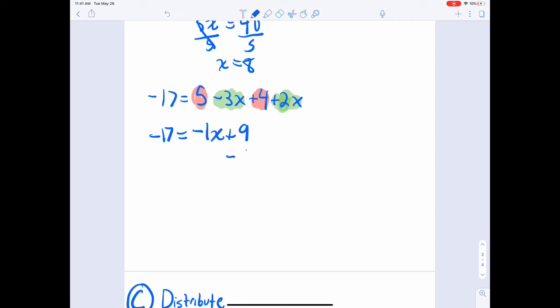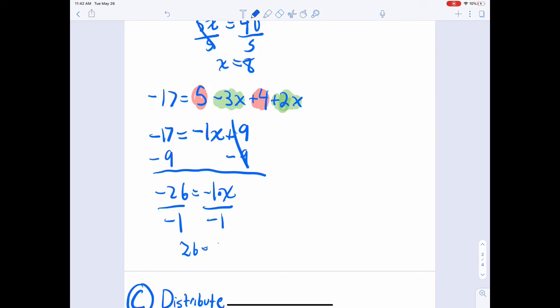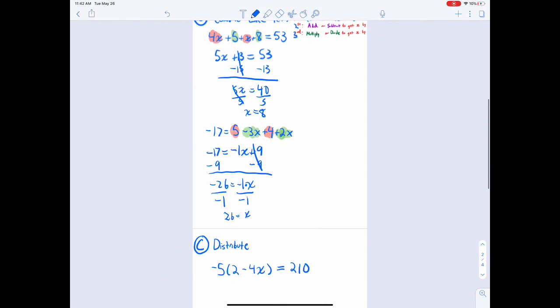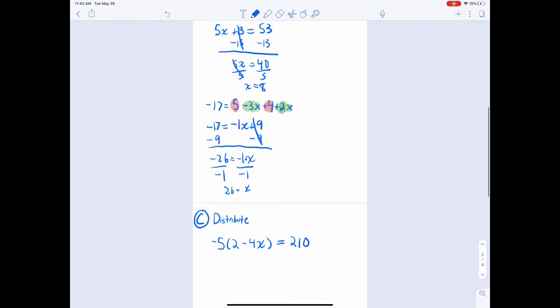And then you're just going to finish out the problem with a two-step equation. So get rid of that plus 9 by subtracting it away. You get negative 26 equals negative 1x. We'll divide by negative 1 because we're multiplying right there. To get rid of multiplication, we use division. So you get 26 equals x. And of course, you could check it by plugging in.